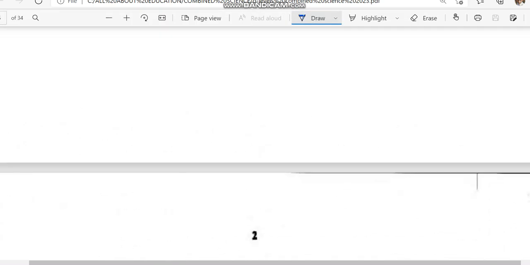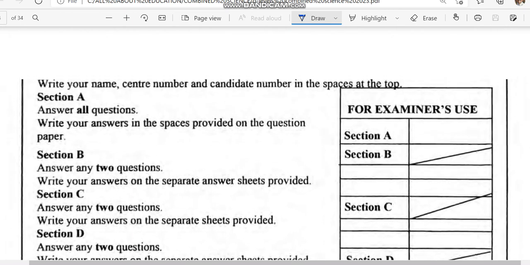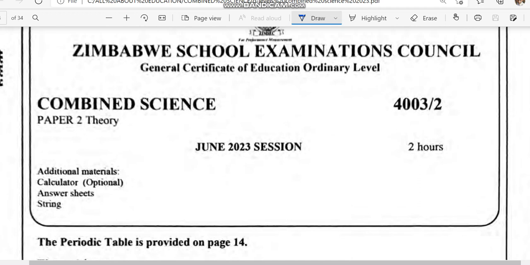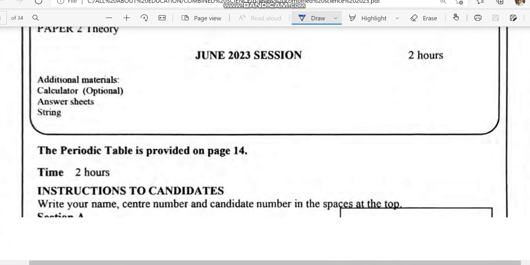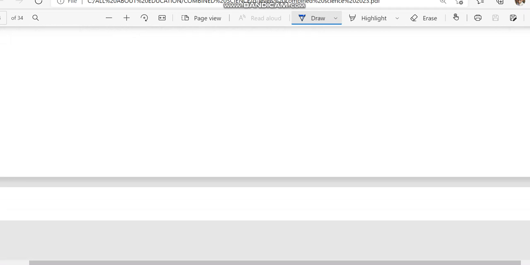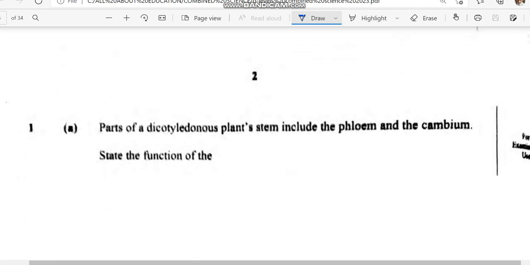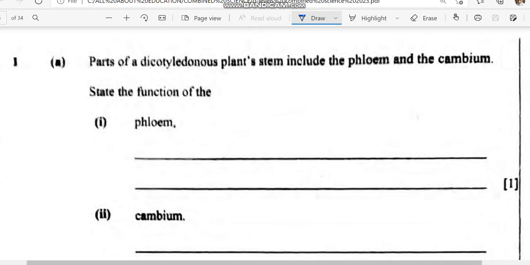Today we're going to start our serious revisions on combined science. I have this question paper, which is Combined Science Paper 2 Theory, written in June 2023. I'm going to provide solutions for today for only number one. So, without wasting much of your time, let me get into today's lesson.